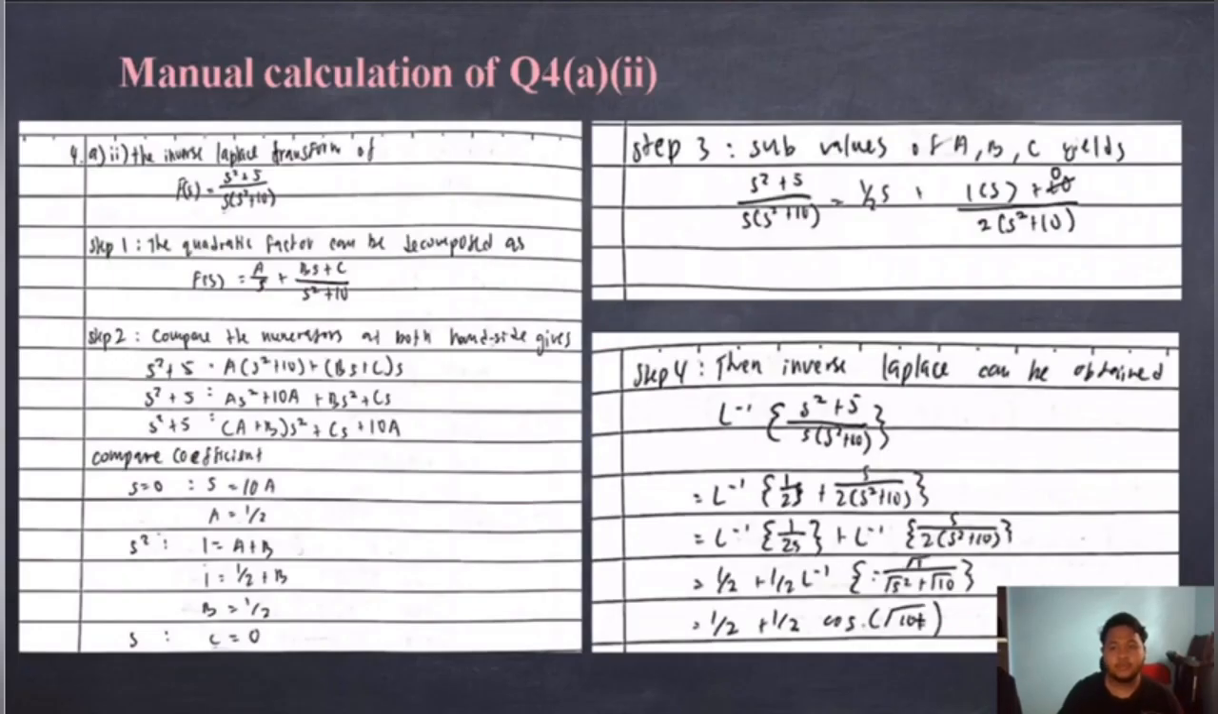For question 4A2, we need to find the inverse Laplace transform of F(s) equal to (s squared plus 5) over s times (s squared plus 10). The quadratic factors can be decomposed as F(s) equal to A over s plus (Bs plus C) over (s squared plus 10). Compare the numerators on both sides and then compare the coefficients. After that, we substitute the values of A, B, and C as shown in the slide. Then, the inverse Laplace transform can be obtained.